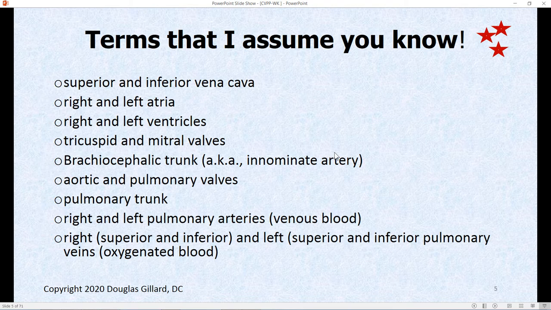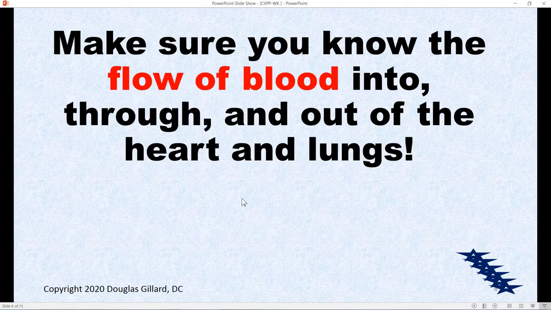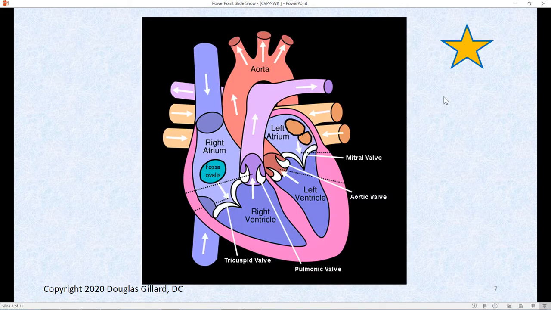I'm going to assume, and if you don't, you're going to be lost in these lectures, that you know what the superior and inferior vena cava are. The atria, and I'm constantly talking about the right and left atria, the ventricles, tricuspid, mitral valve, aortic and pulmonic valves, pulmonary trunk. I'm going to go over that and make sure you know the blood flow. But let's just go over this. This is all I'm going to do, though.